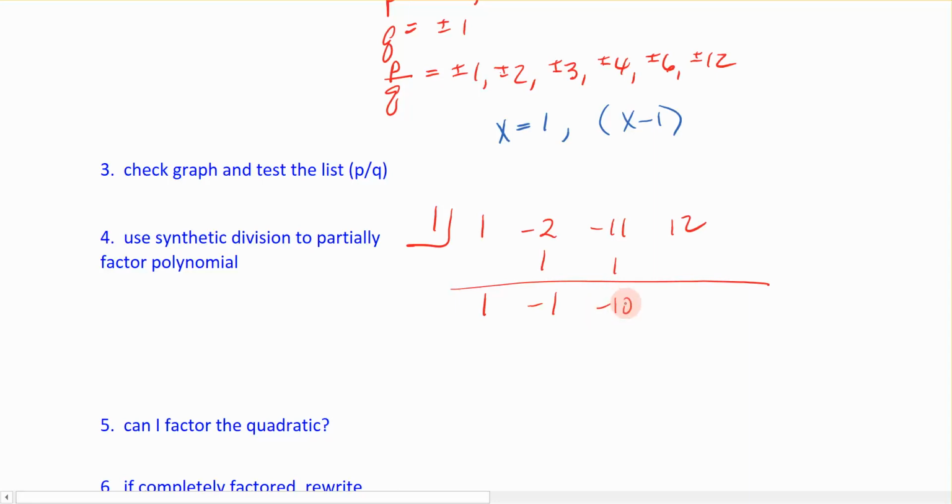Somewhere along there, I didn't do that right, so I missed a negative apparently. That's because that's a negative. So this would be negative 12. And 1 times that would be negative 12, add to be 0.